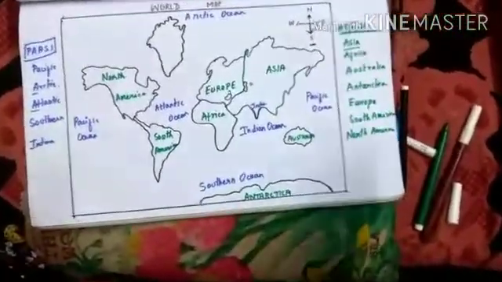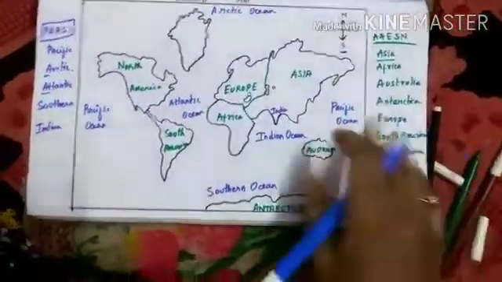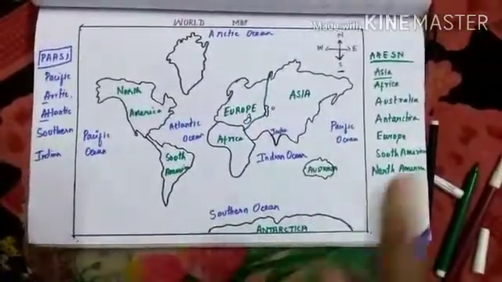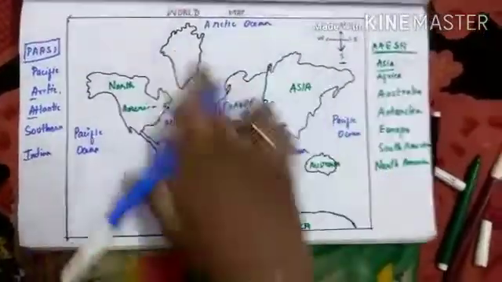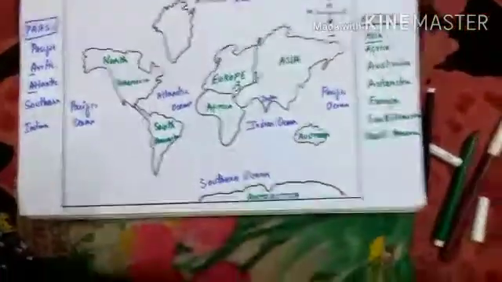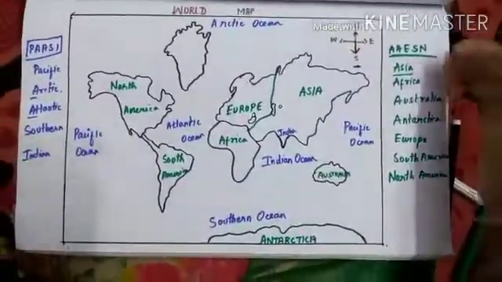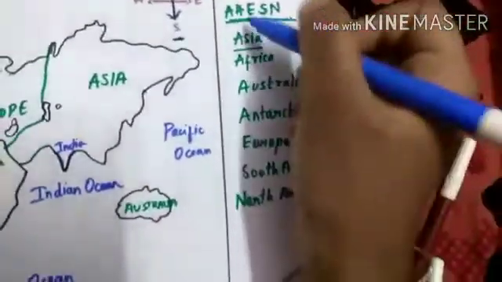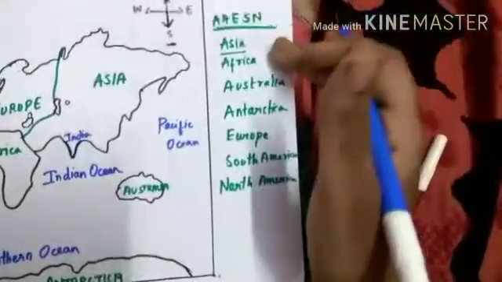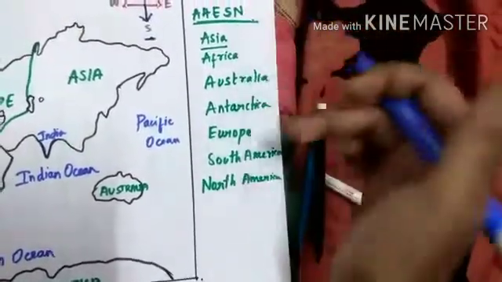One more time, I am going to repeat how to mark all the 7 continents and all the 5 oceans. And I am going to tell you one thing, that these are all the continents, and other than that is the water, that is ocean. Now, for marking the continents, you have to learn this one: A for ESN, 4 A's ESN. Asia, Africa, Australia, Antarctica, E for Europe, S for South America, N for North America.